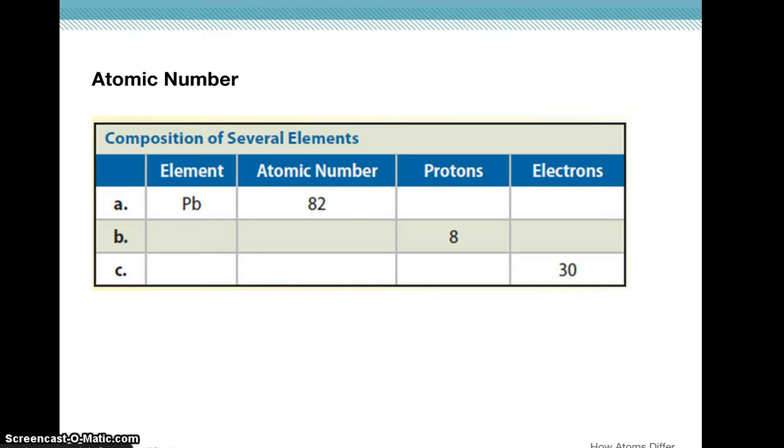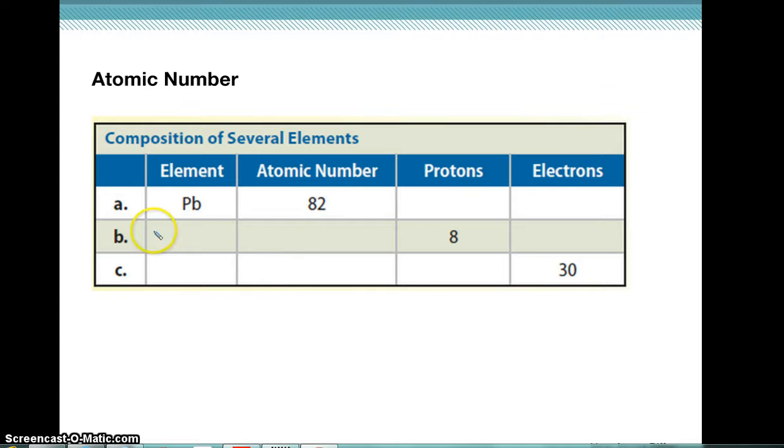then what do we know about the number of protons? Well, we know that the number of protons is also 82. So the atomic number is the number of protons. That's what makes that atom lead. Now, if we think about electrons, we know that protons are positive and electrons are negative. So for an atom to be neutral, the protons and electrons have to be the same. So lead atoms also have 82 electrons.